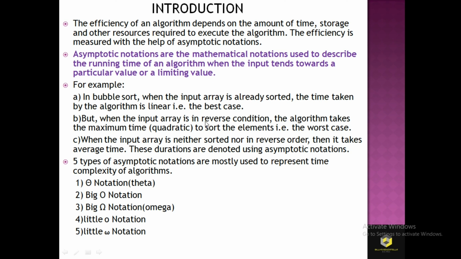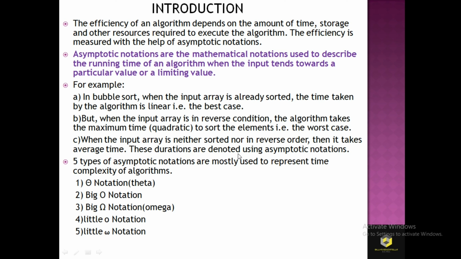Coming to the next one, when the input array is in reverse order, that is not sorted, the algorithm takes the maximum time to sort. This is the quadratic case where the time complexity is more, and this is known as the worst case. At the end of the video, I would like to discuss the best case, worst case and average case time complexity when the input array is neither sorted nor in reverse order. When the input array is neither sorted nor in reverse order, then it is the average time.